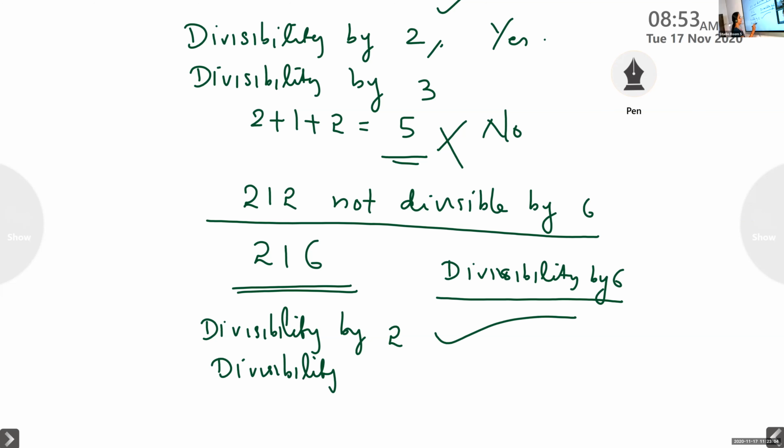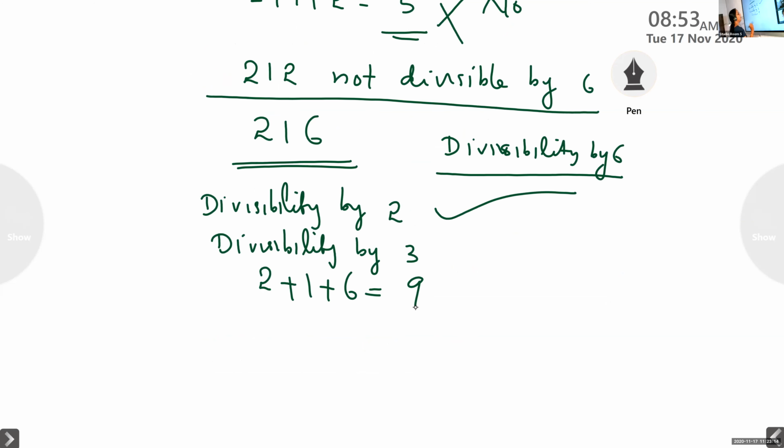Both should be correct. Okay. So 2 plus 1 plus 6. What is the answer? 9. 9. So is it possible? Yes, ma'am. This is also correct. So we can write that 216 is divisible by 6.